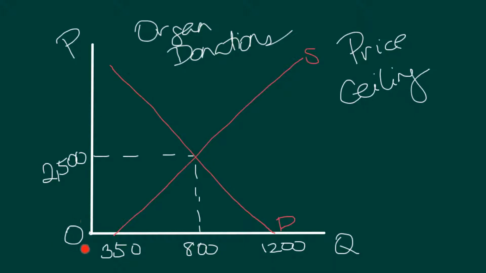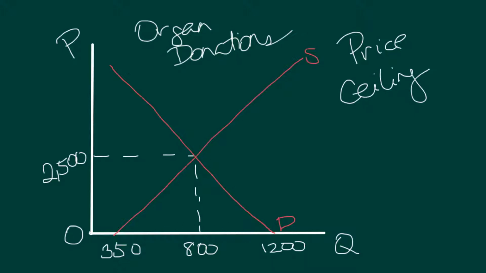So we're comparing $0 to $2,500. At $2,500, the market clears. Quantity supplied equals quantity demanded. There will be 800 organ donations. And at that price, it's a little hard to imagine, but technically everybody is getting the organ donation that they are willing to pay for. That's what we mean by clearing the market.